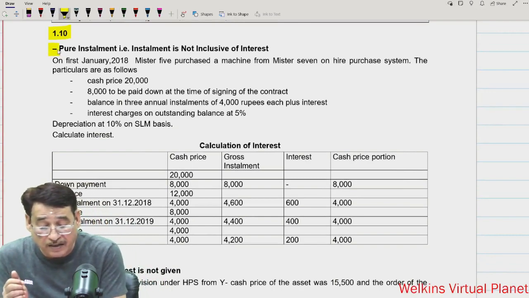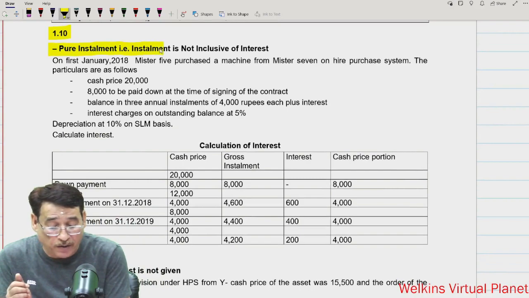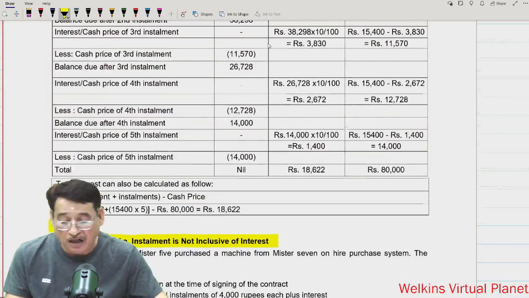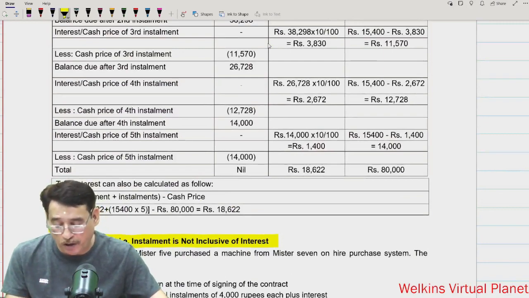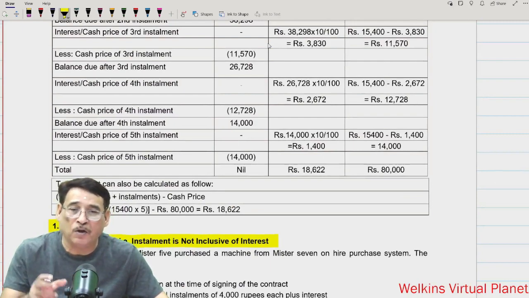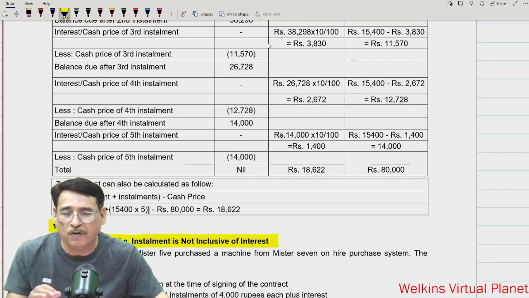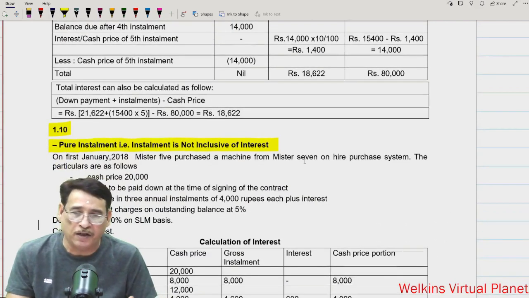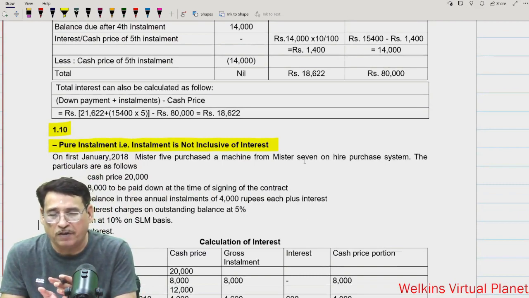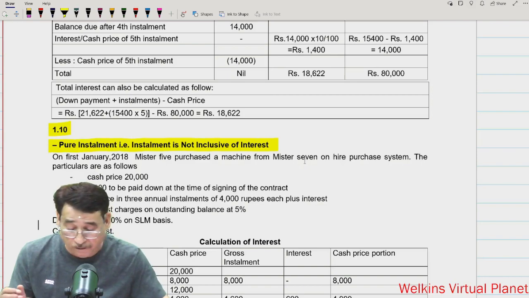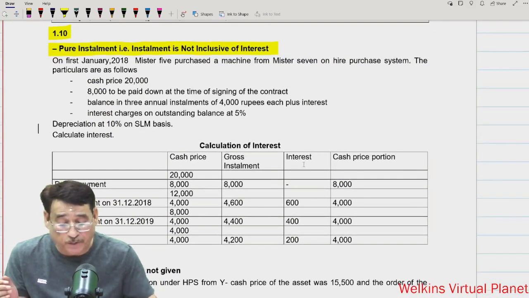Now second case is known as pure installment case. What we mean by pure installment? That means earlier the question 1.1, 1.2 and even till up to 1.9. All these questions can be termed as gross installment case. And now we will take pure installment case. Now what is the difference between gross installment case and pure installment case? I will tell you. Correct? First we go through this particular question.